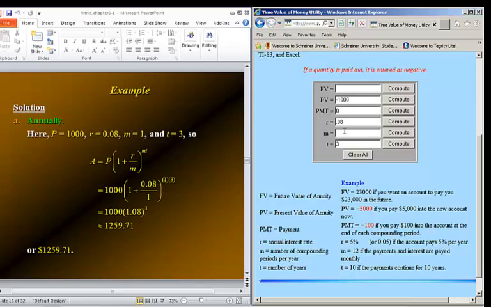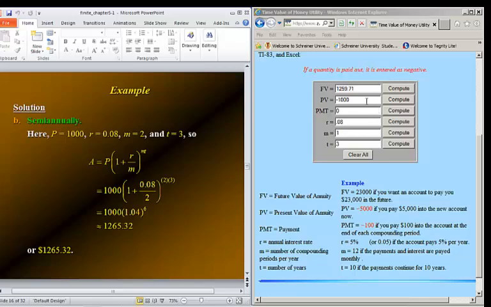Now the only thing that changes is the number of times a year the interest will be credited to this account. To compound annually means it'll compound once a year, so we enter the number 1 next to the letter M. The only empty box now is for the future value or the accumulated amount. If we click compute, it computes the accumulated amount, which is $1,259.71, which agrees exactly with what we obtained when we used the accumulated value function in the presentation.